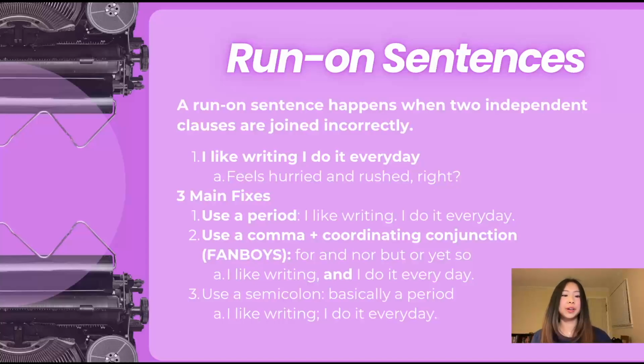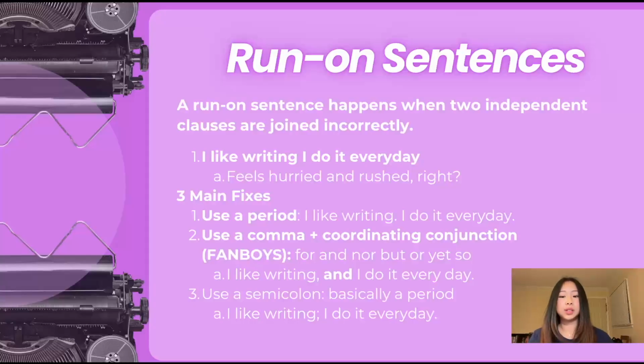So how can we fix run-ons or avoid them? There are really three main correct ways to join independent clauses or fix a run-on. The first option is to use a period. You could turn them into two sentences and say, I like writing. I do every day. That's simple, right? It's clean, it always works.